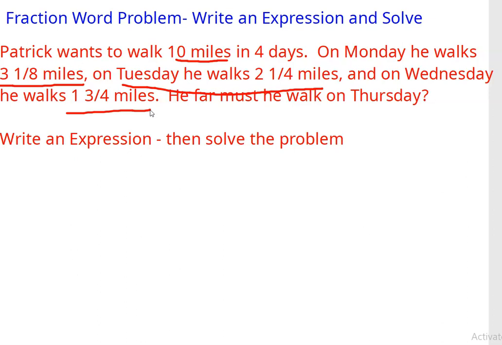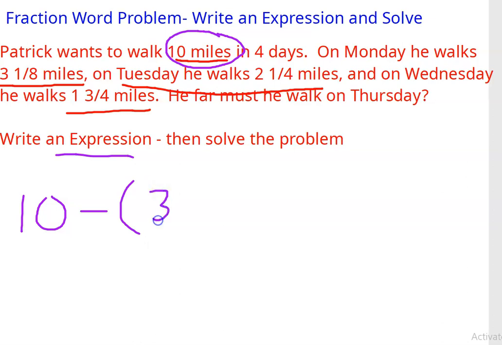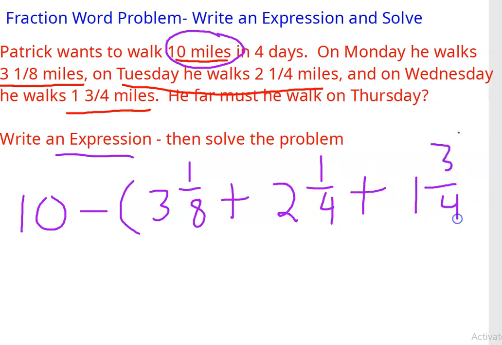So what you need to keep in mind is that 10 is the total he needs to walk for 4 days. And we need to add the 3 up and then find out how much less than 10 that is to get our total. So we're going to write an expression. 10 is the total, so we're going to put 10 at the beginning, and then subtract out how far he's walked so far. So we need a total of how far he's walked so far. So we have 3 1/8 plus 2 1/4 plus 1 3/4. So that is your expression.